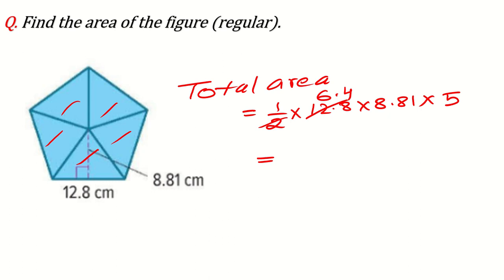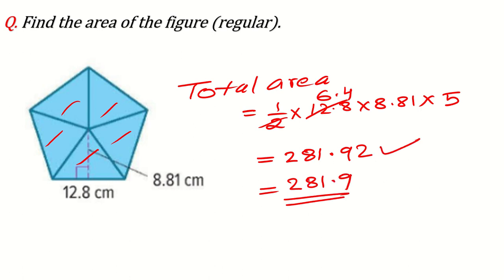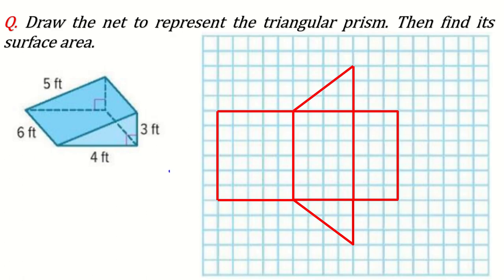Nothing to hide here. So this is 6.4 times 8.81 times 5. I think I wrote the same correct numbers. Yes. So this is 281.92. So up to the 10th decimal place, it will be 281.9. Okay, or for the 100th place, this will be the answer. Now the next question can be: draw the net to represent the triangular prism, then find its surface area.